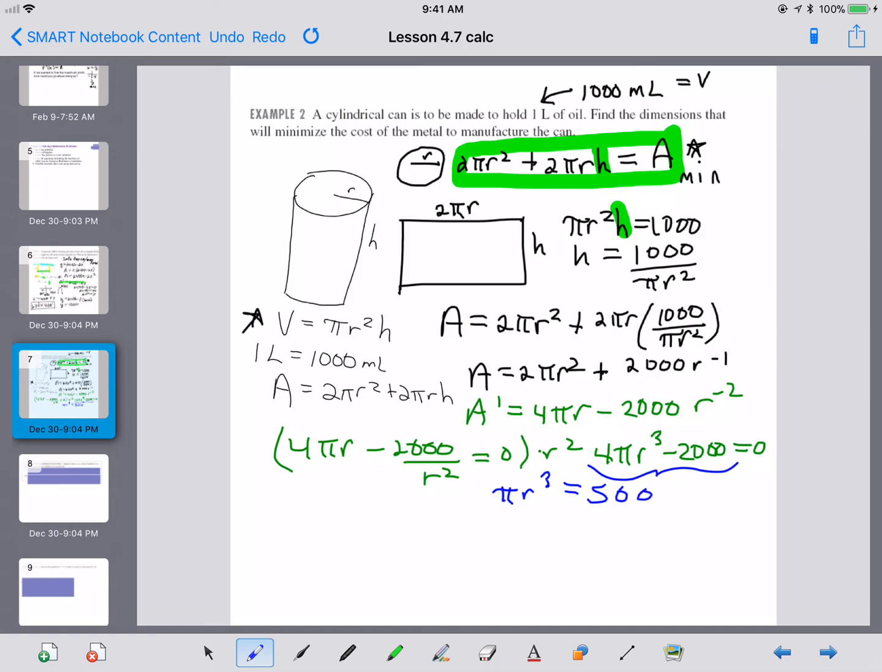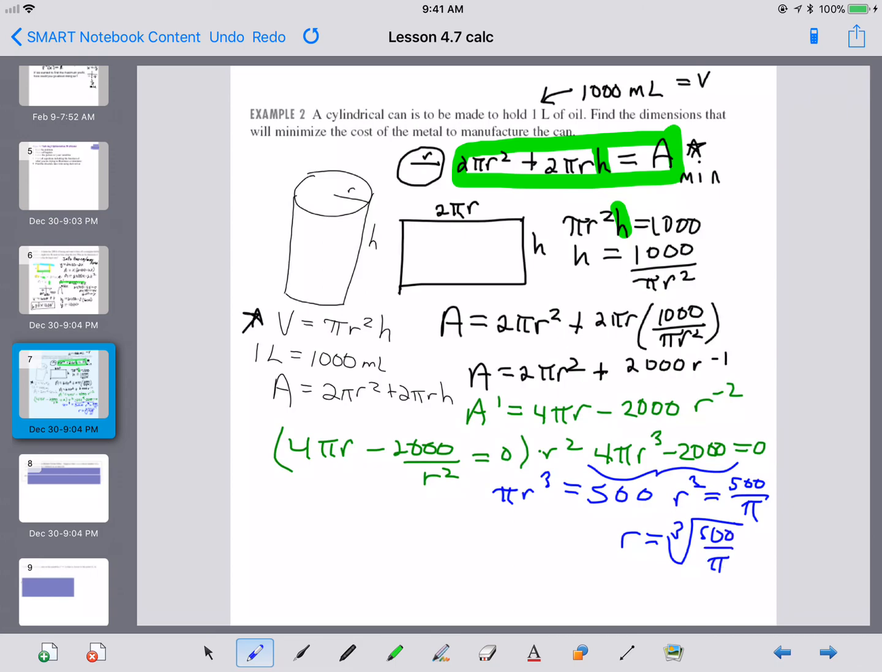2,000 divided by 4 is 500. I'm going to move that 500 to the other side just because I'm kind of running out of space here. And then if we think about getting the r cubed by itself, r cubed is 500 divided by pi. So the radius has to be the cubed root of 500 over pi.